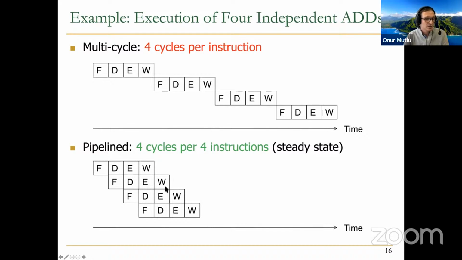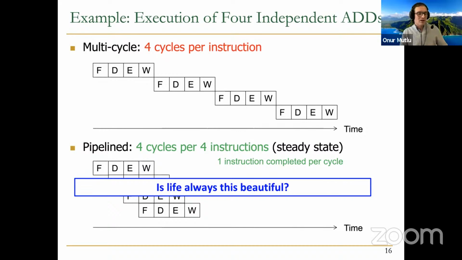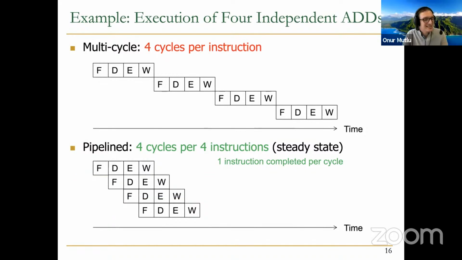If you look at this over here, once the pipeline is full, you're finishing the first instruction in 1 cycle, next instruction in the next cycle, next instruction in the next cycle, and so on, basically. So in the steady state, our throughput is 1 instruction completed per cycle, which is much higher throughput than 1 instruction finished every 4 cycles, right? Okay, so of course, this is beautiful and nice.